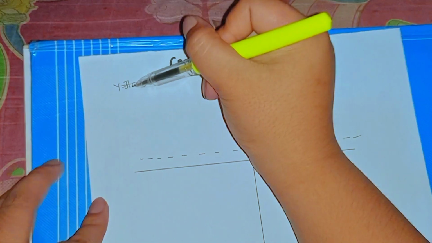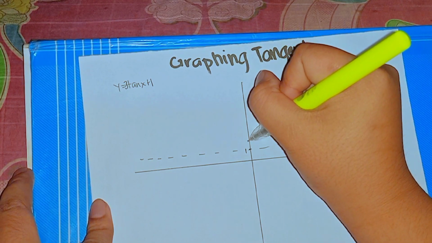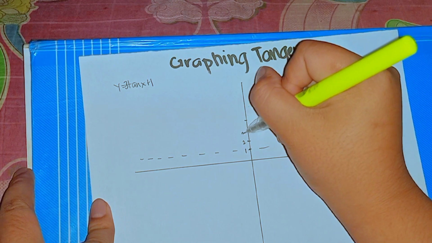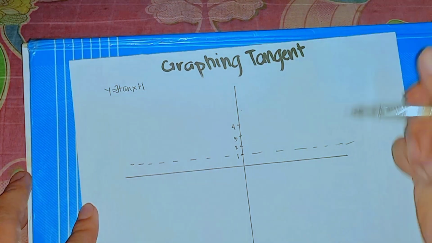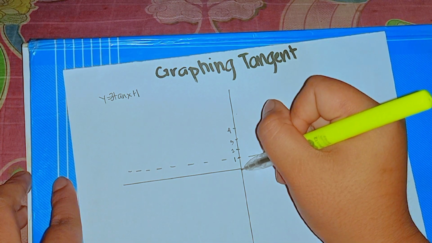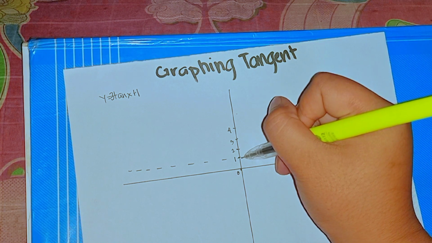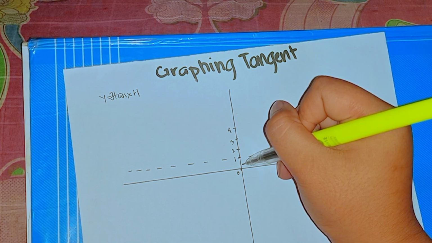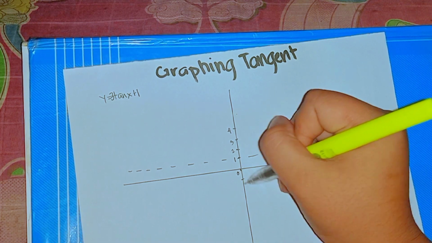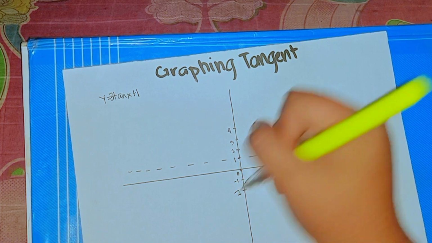Our amplitude is 3, so this is 1. We have to go higher 3 times. 1, 2, 3. So 2, 3, and 4. Our upper line is 4. And so this is 0. We have to go down 3 times for us to get our lower line. So 1, 2, and 3. So this is negative 1 and negative 2.